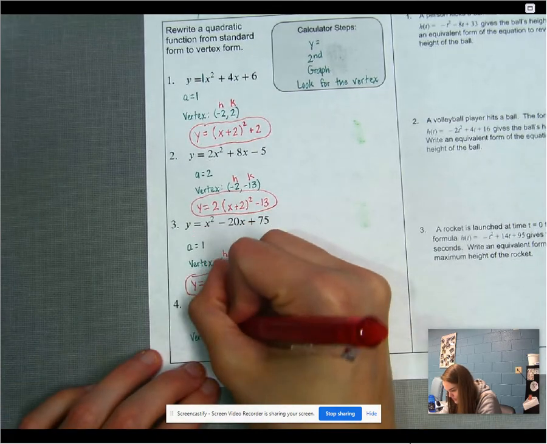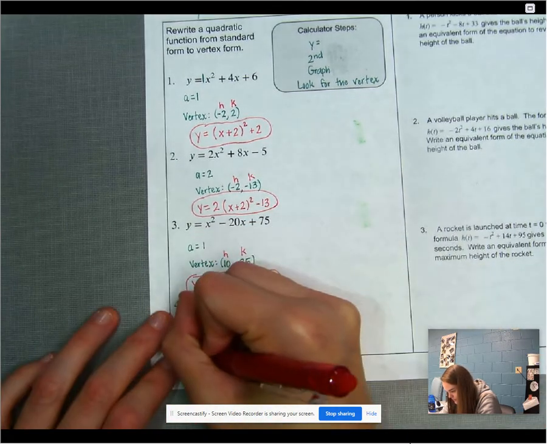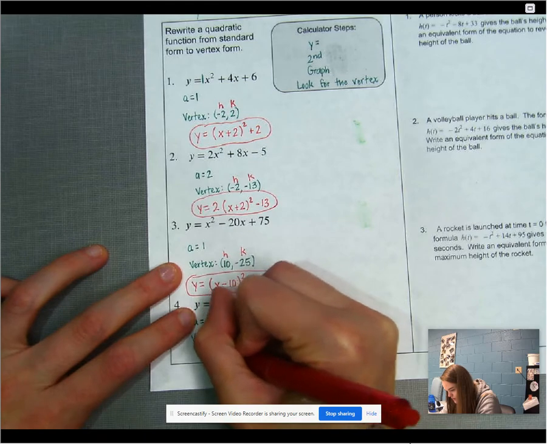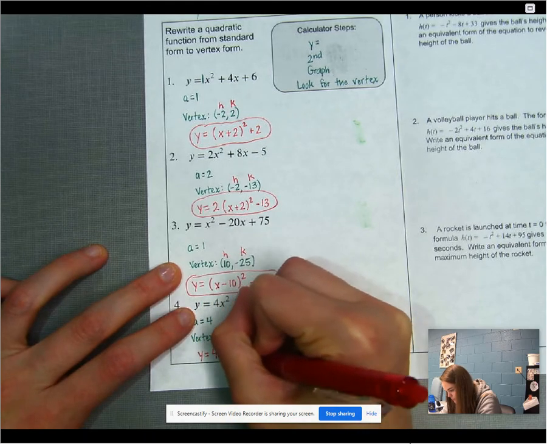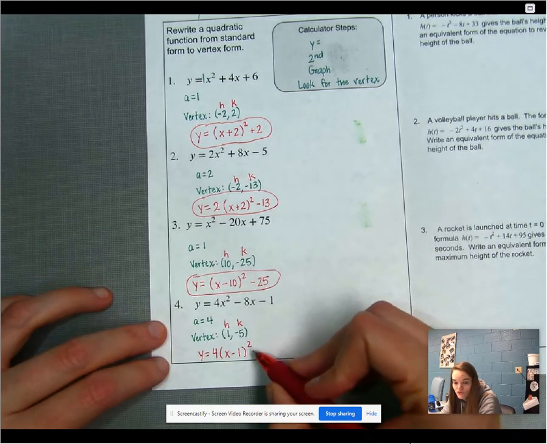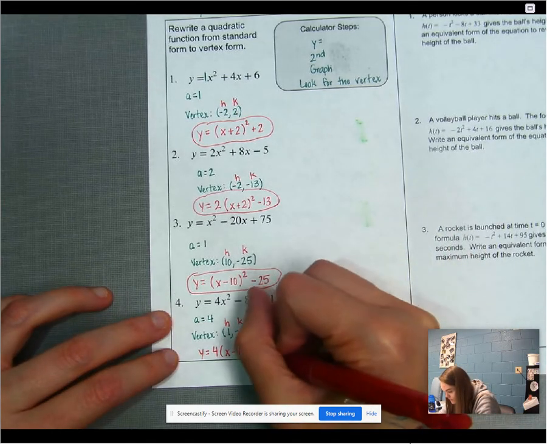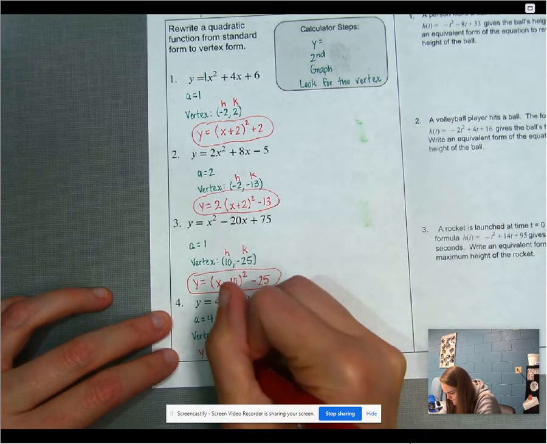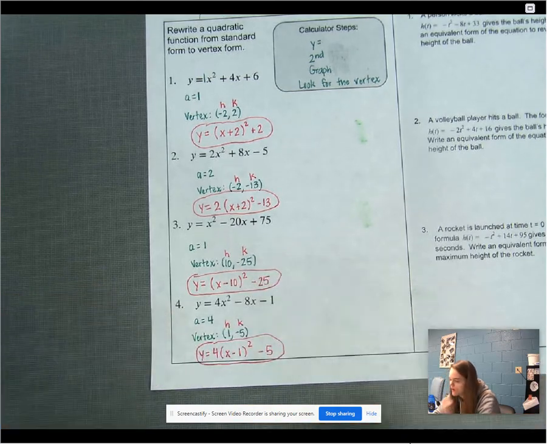And that is H. Okay. Y equals 4x minus 1 squared. Do not forget the squared. A lot of people do that. Minus 5. There we go. All right.